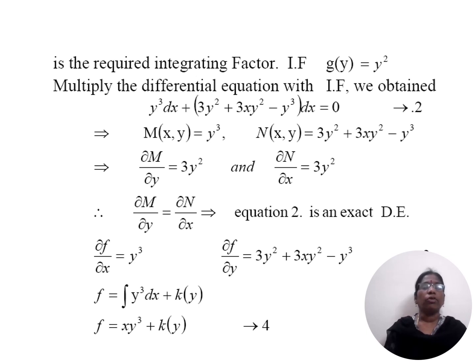Which is a function of y alone. And therefore, multiplying the given differential equation with the integrating factor, we will get M(x,y) = y³ and N(x,y) = 3y² + 3xy² − y³. And hence, ∂M/∂y = 3y² and ∂N/∂x = 3y². Both are the same, and therefore, the given differential equation has been made exact by this integrating factor.